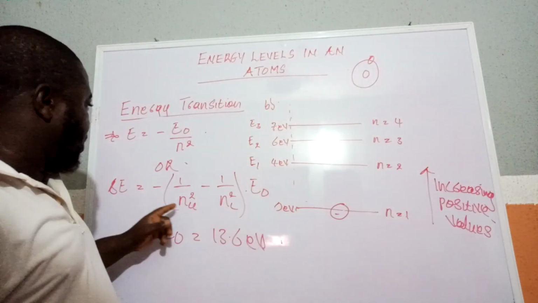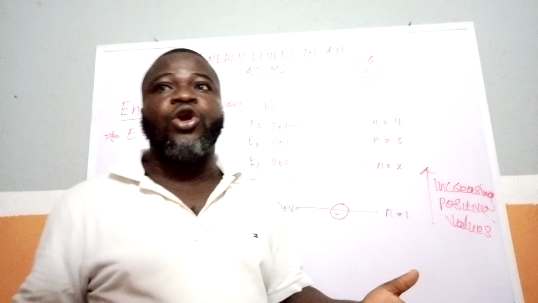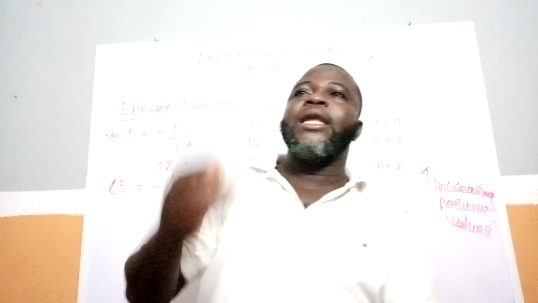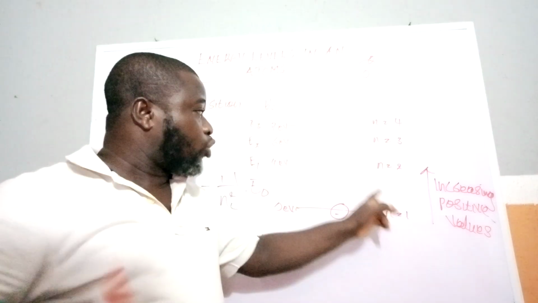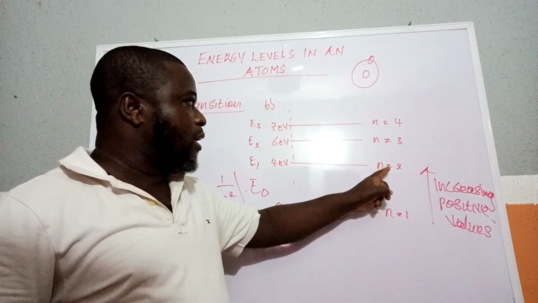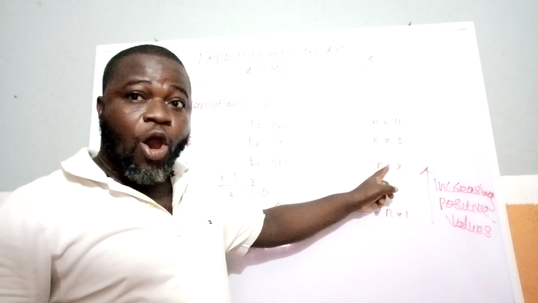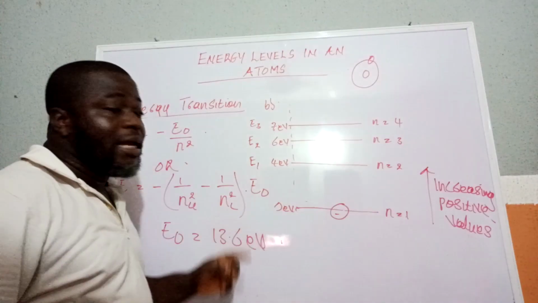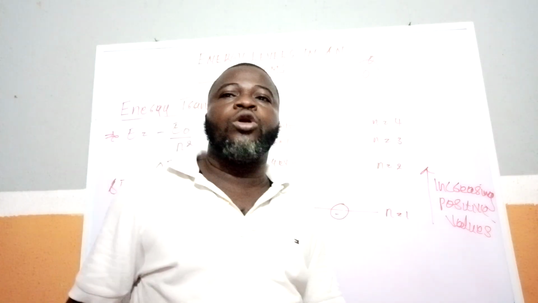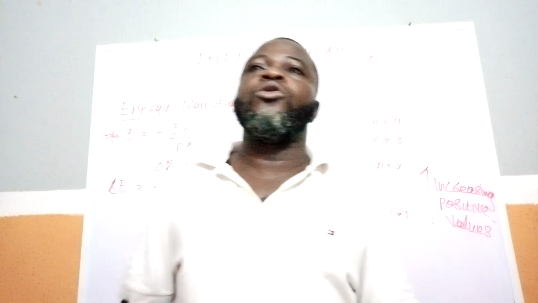Then what do you have again? We have your n upper. In that case, what will be your n upper? Upper electron quantum number. If you move from here to here, n equal to 2 will now be upper. That is the upper quantum number, while n lower will represent the lower quantum number.